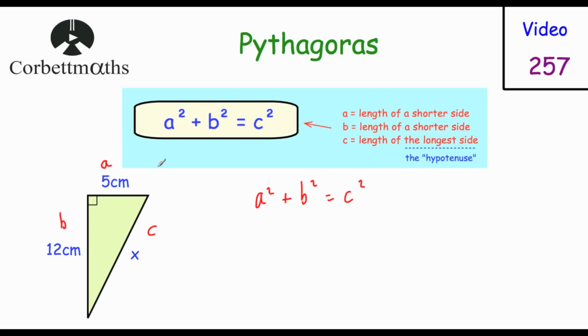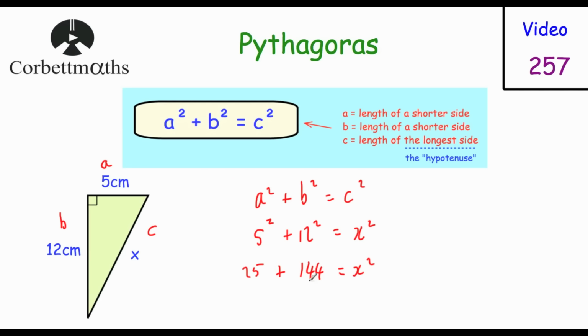So if we substitute these values in, instead of a squared, we're going to write 5 squared. Instead of b squared, we're going to write 12 squared. And instead of c squared, we're going to write x squared. So we know that 5 squared plus 12 squared equals x squared. So now we're going to work out 5 squared and 12 squared. So 5 times 5 is 25. And remember, this is a calculator paper, so you can't just write 5 squared plus 12 squared and press equals on your calculator. Plus, 12 squared is 144, and that equals x squared.